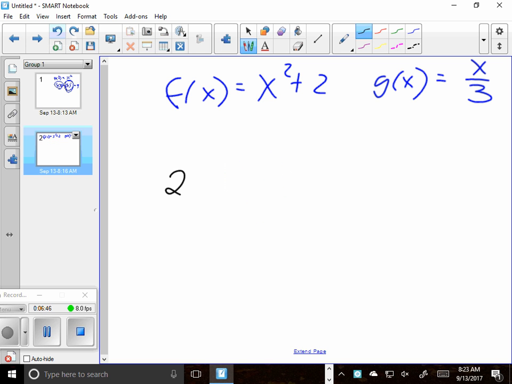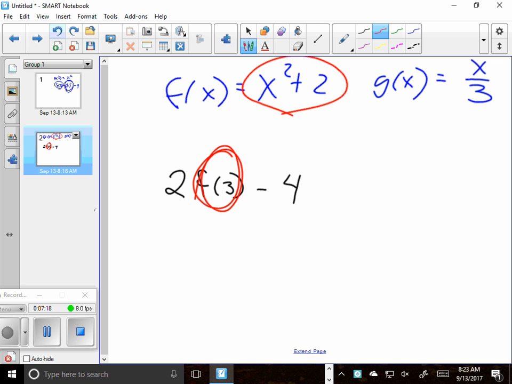I want to take 2f of 3 minus 4. Well, how do you think it should start? Remember, all math is just one step at a time. Okay, so what's the first step? Yep. You figure out f of 3. You evaluate 3 in the f function, would be a fancy way to say it. So basically, stick 3 into the f function. Can you do this in your head quick? What do you get? 11. So then it's 2 times 11 minus 4. That's all there is to it.